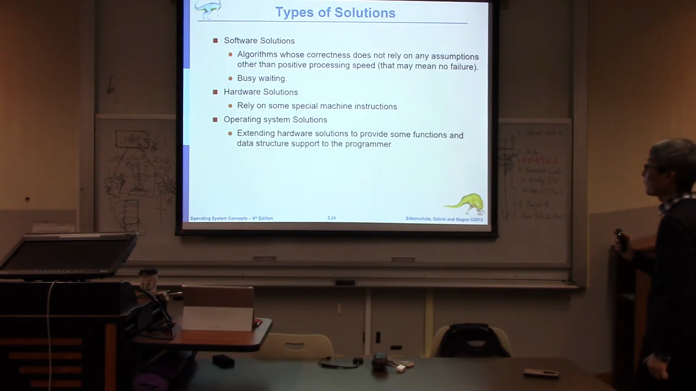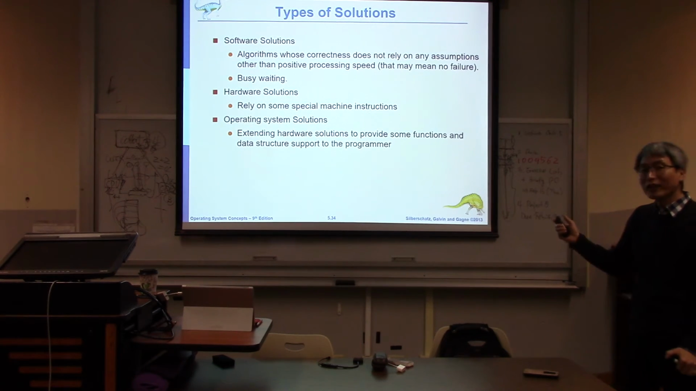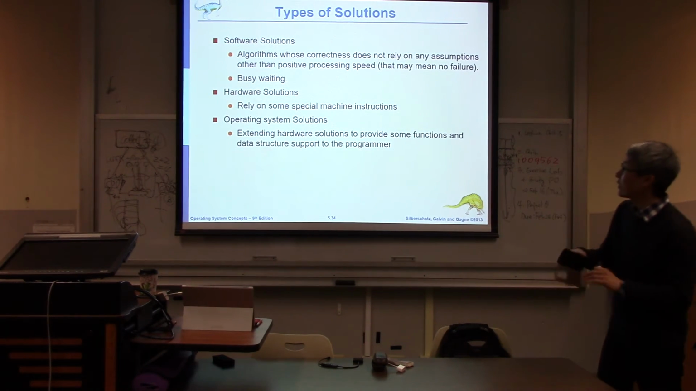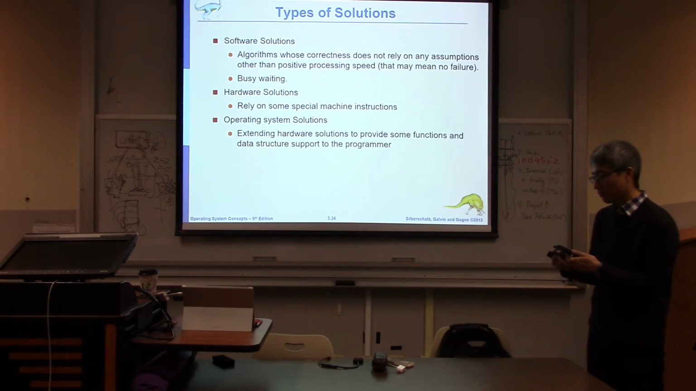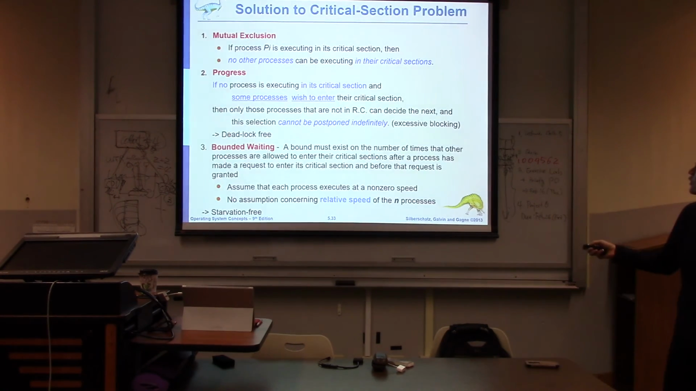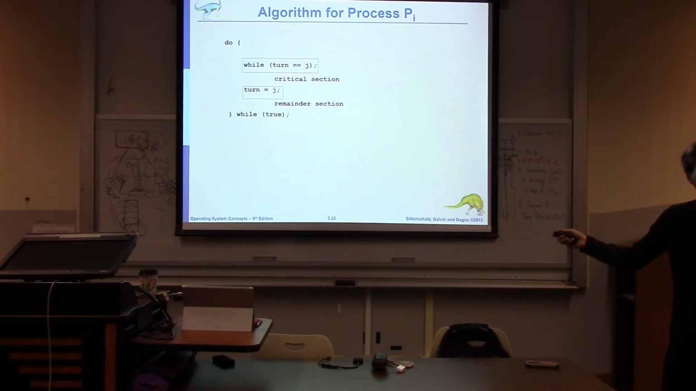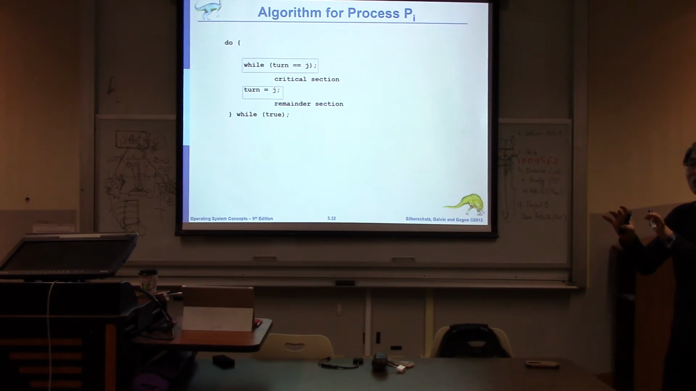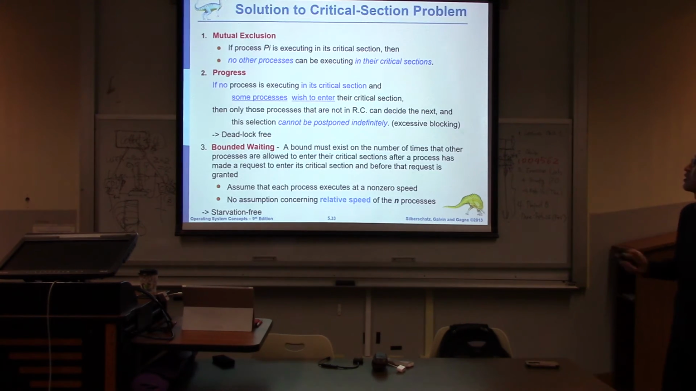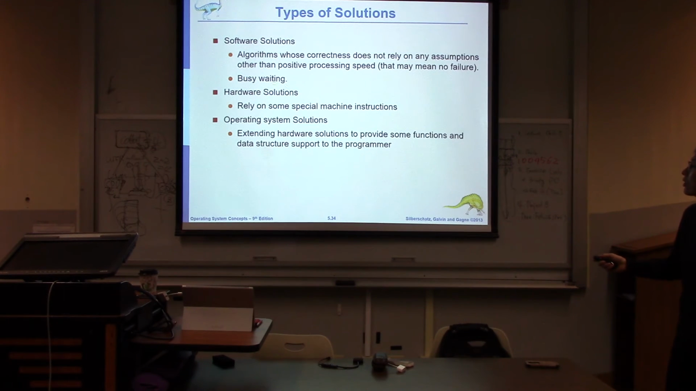Before we discuss, there are three different types of solution. One is the software solution. Software solution means a solution of this kind of algorithm. The operating system implements such logic in its kernel code. Then it manages this kind of critical section. The second solution is a hardware solution. Hardware, what kind of hardware? Lock and instruction.